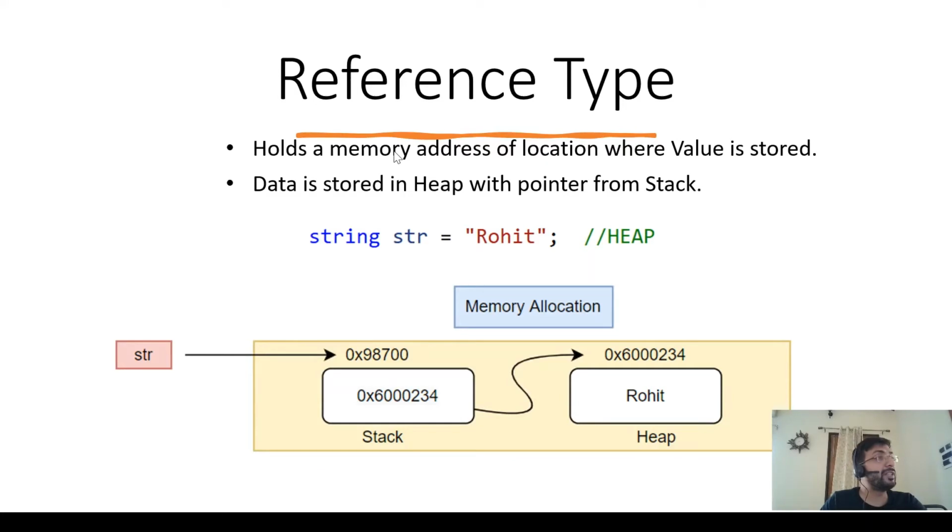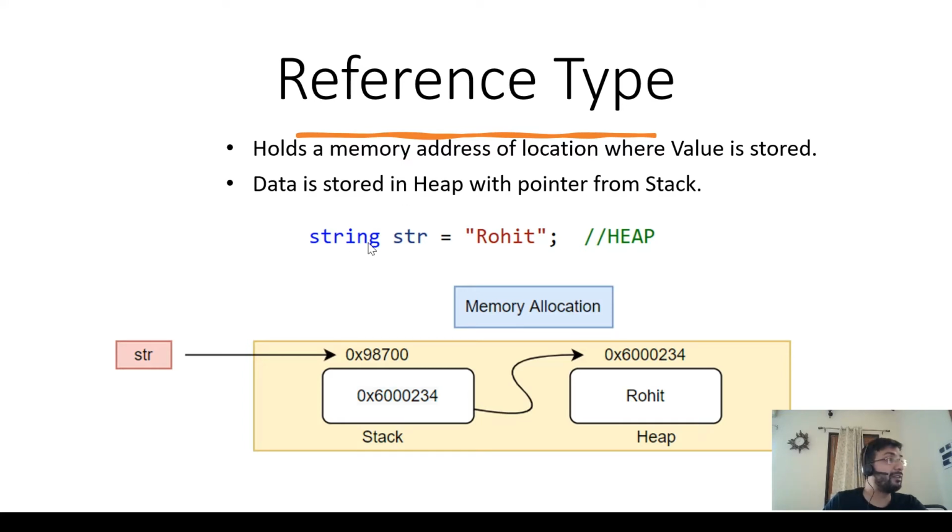Next we will see what is reference type. A reference type holds the memory address of the location where the value is stored. So there is a pointer which goes from the stack to a location we call the heap. The value is actually present on the heap, not on the stack. We have the address which tells you, go to this address on the heap, and you will find the value.